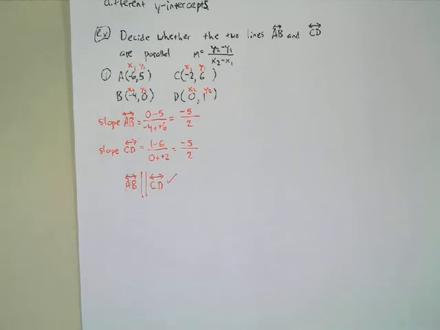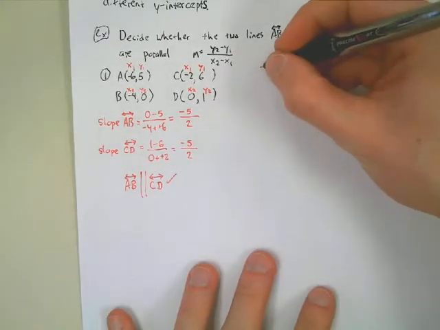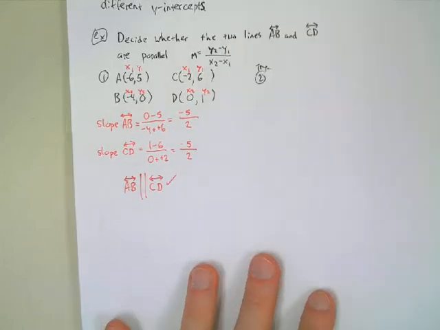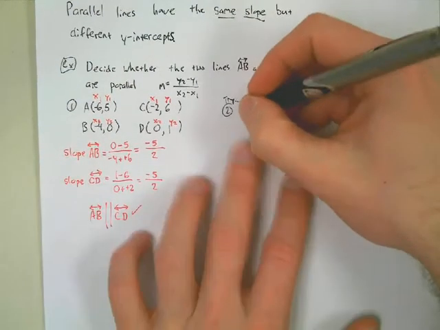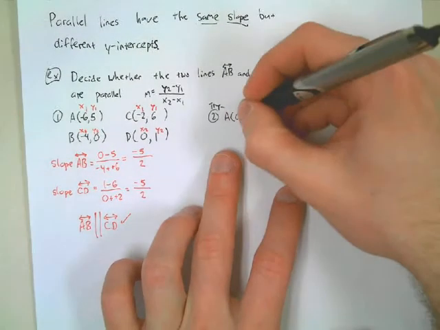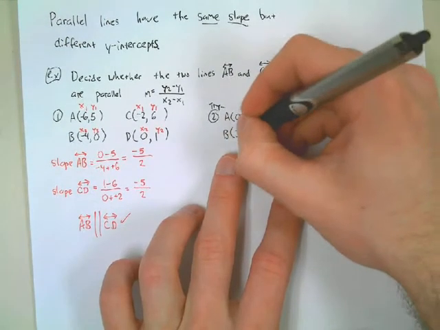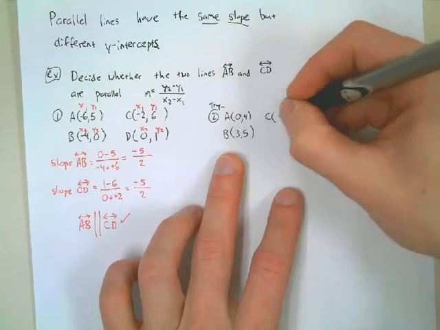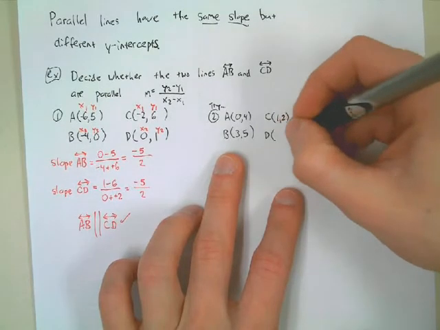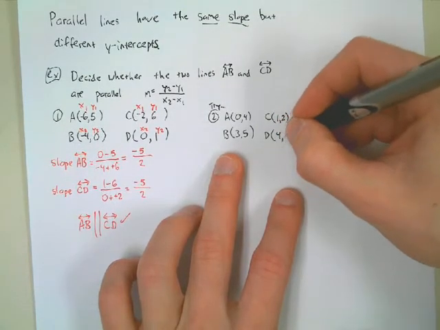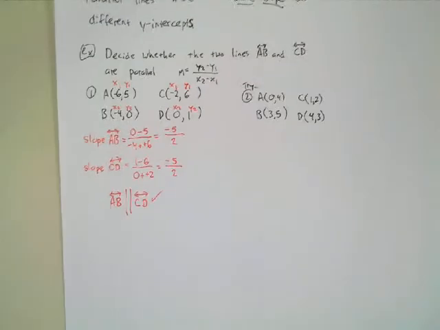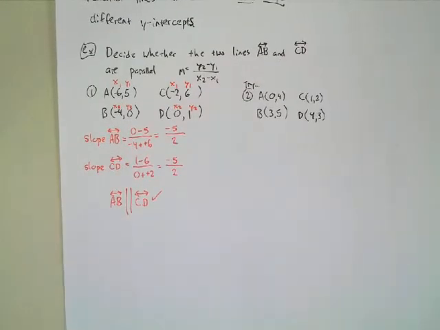All right. So then I'm going to have you guys try this one. Determine whether these two lines are parallel. I'll give you coordinates. A has coordinates 0, 4. B has coordinates 3, 5. C has coordinates 1, 2. And D has coordinates 4, 3. Go ahead and determine if line AB is parallel to line CD.